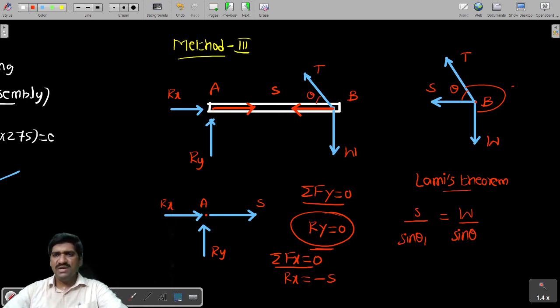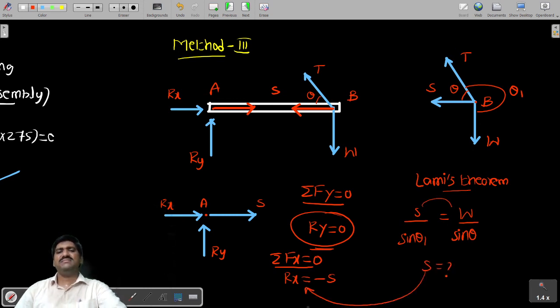Again, I'm repeating: I assume this one as theta 1. So S divided by the angle between these two, next W divided by the angle between these two. Upon equating, you can definitely bring out the value of S. And this S will definitely be equal to Rx, provided we have assumed this direction in this way. So simply remove this minus. The minus says our assumption is wrong, so remove this direction and place the arrow in this way.